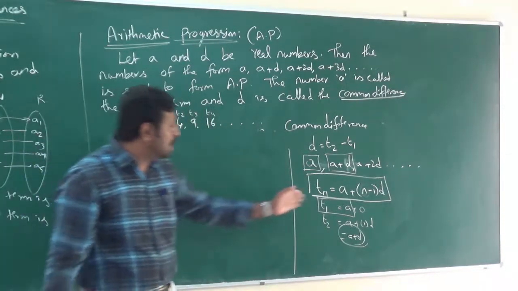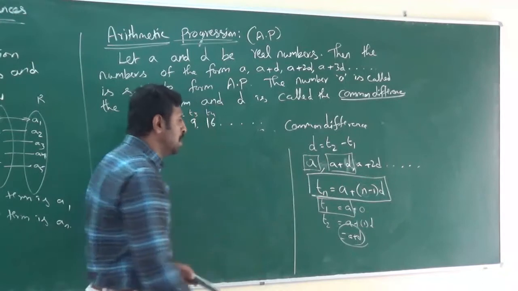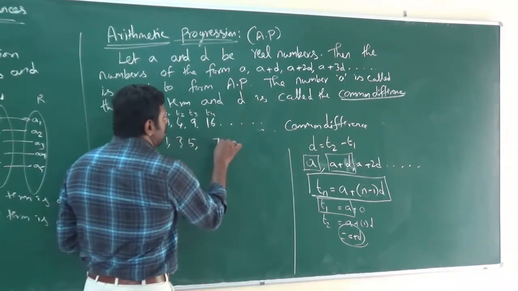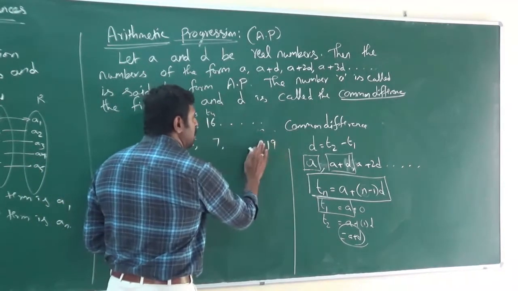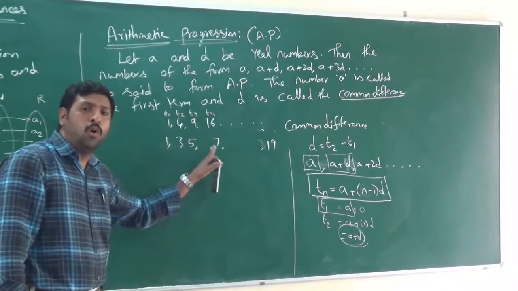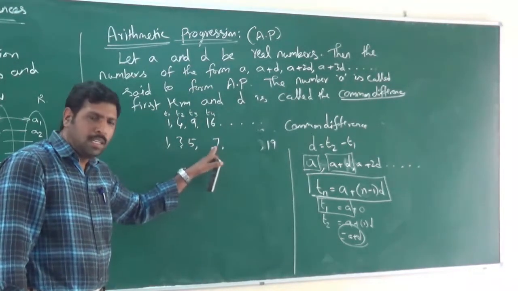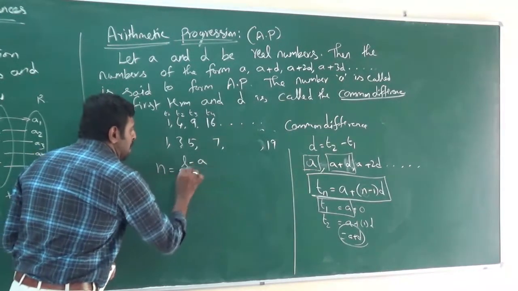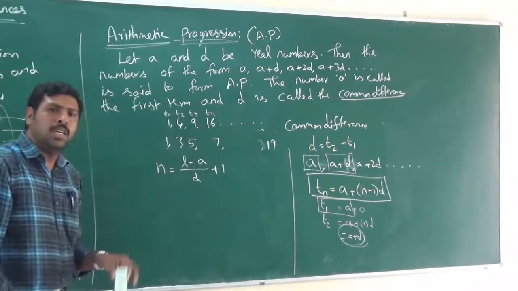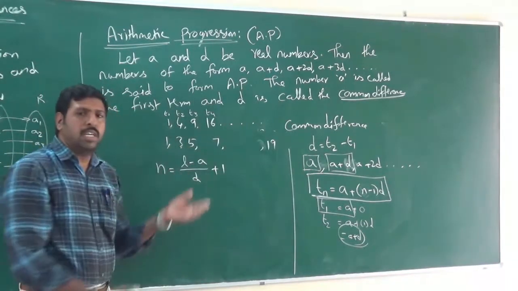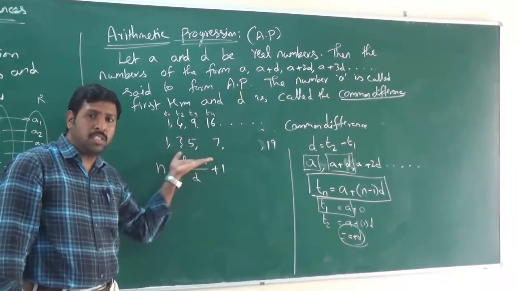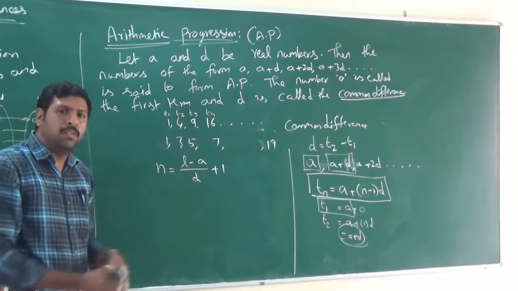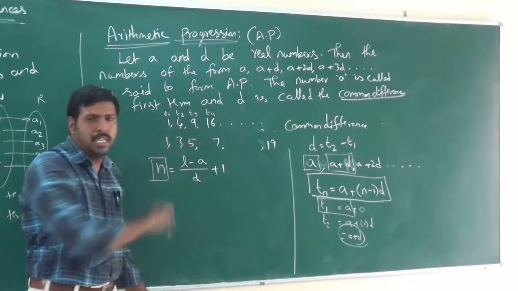And here we want to find out the nth term. Nth term means, for this formula, when the last term is given, for the sequence 1, 3, 5, 7, then 19, the last term is given, so we want to find out how many terms are there in the AP. Here we have the formula n is equal to L minus A divided by D plus 1. Here we want to find how many terms. If a larger sequence is given, we cannot count. By using this formula n is equal to L minus A divided by D plus 1, we can find how many terms are in the AP, right?